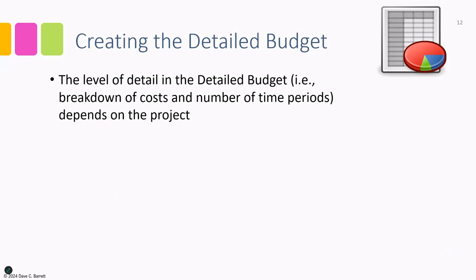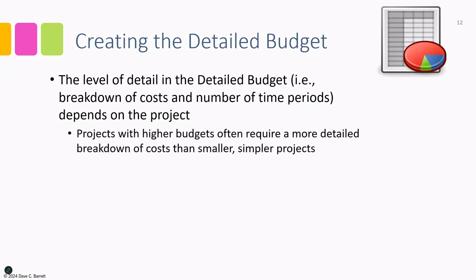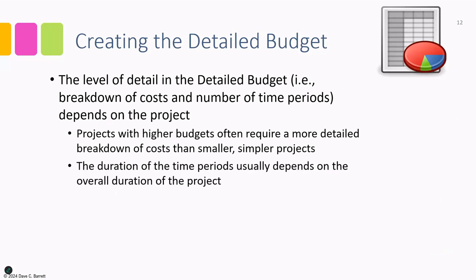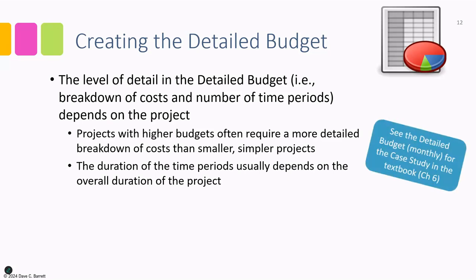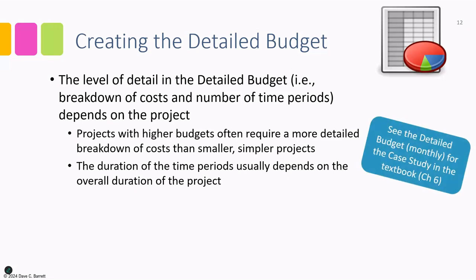Again, the level of detail in the detailed budget, the breakdown of cost, number of time periods, depends on the project. Projects with higher budgets often require a more detailed breakdown of costs than smaller, simpler projects. So it really depends upon the reporting needs. The duration of the time periods usually depends on the overall duration of the project. So projects that are only a month or two might have weekly time periods versus longer projects, 6 months, 12 months in total duration, will likely have monthly time periods within the detailed budget. So you can see the detailed budget on a monthly basis for the case study in the textbook, chapter 6.